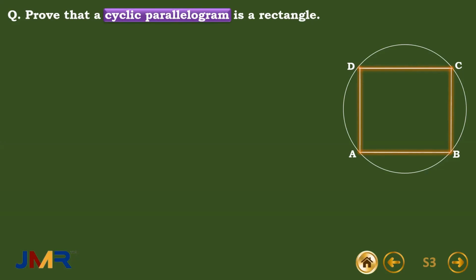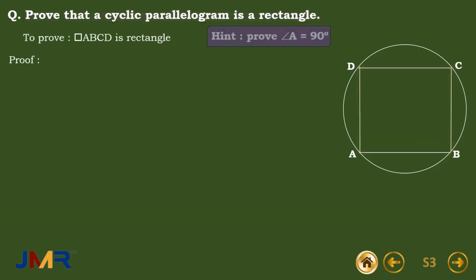We have to prove that. How can we prove it? First of all, how will a parallelogram become a rectangle? Let us see. If one interior angle of a parallelogram is 90 degrees, then automatically all the interior angles will become 90 degrees. Then it is a rectangle. So we need to prove that one of the interior angles, angle A, is 90 degrees. That's all. The proof is very simple.